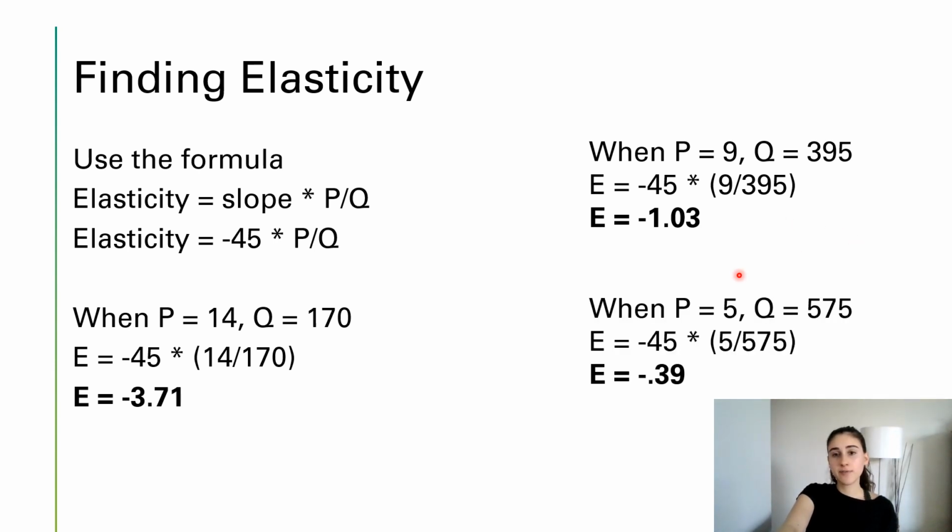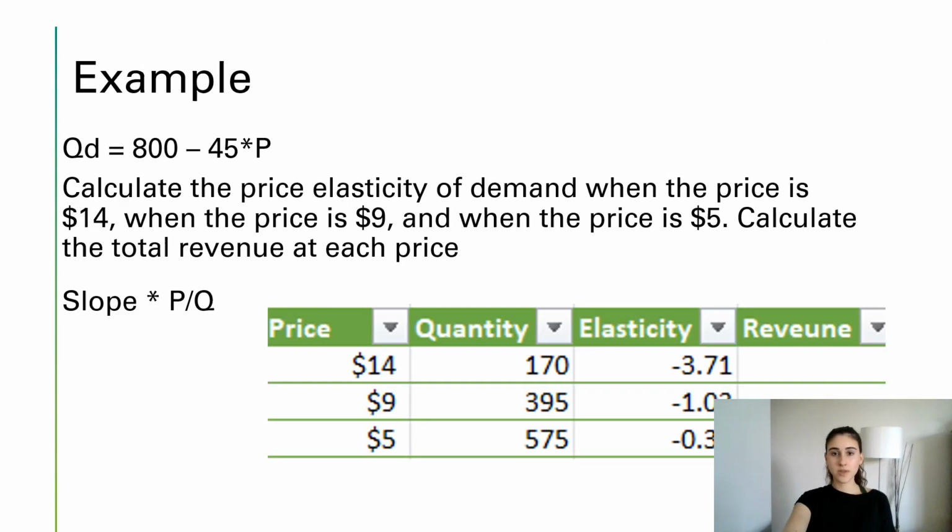Finally, when price is 5, we have a quantity of 575. We plug these values into the elasticity formula and get negative 0.39. To interpret this, we say a 1% rise in price leads to a 0.39% reduction in the quantity of good demanded. As you notice, as elasticity becomes less negative, consumers respond with a smaller reduction in the quantity of good demanded when price changes. That is, they become more inelastic to changes in price. Once we have found elasticities, we could fill them in to our table in this position.